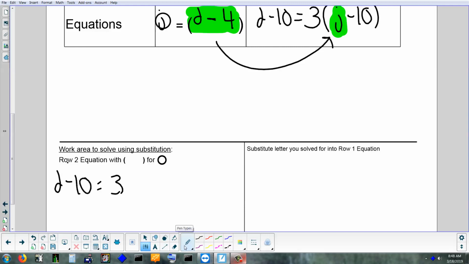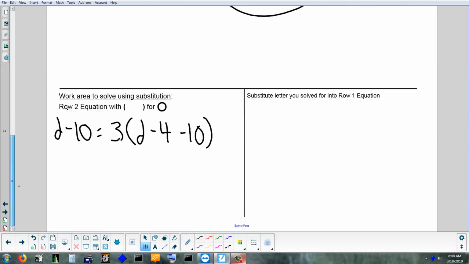Start my parentheses. What am I going to write? D minus 4. What's the rest of it going to be? Minus 10. And my parentheses. Now when I get here, I have to look and see, are there any terms inside the parentheses that I can combine?